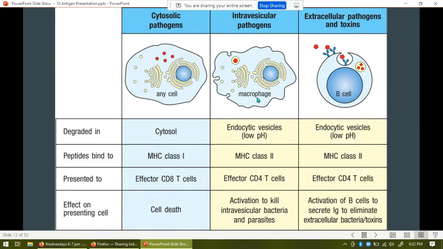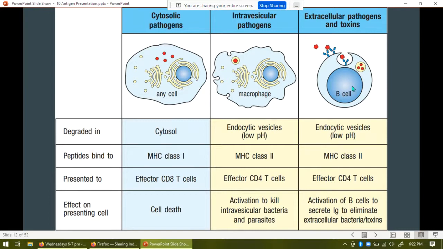On the other hand, macrophages can take intravesicular pathogens, like certain bacteria that grow inside vesicles. It can load their antigens onto MHC2 and present them to T helper cells, and those T cells will provide interferon gamma to help the macrophage kill whatever it's ingested.